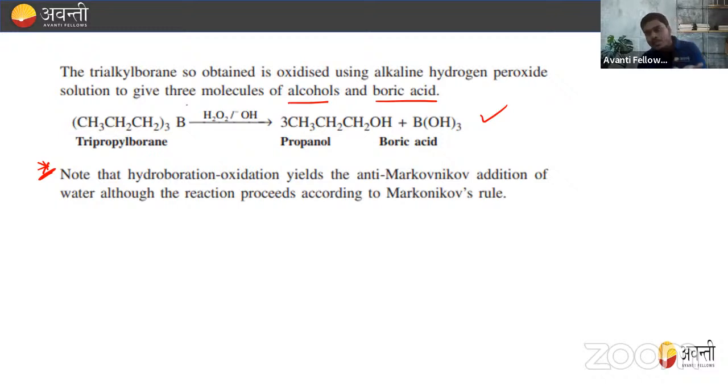So whenever questions come on how will you obtain alcohol from alkene, if they want a primary alcohol, go for the hydroboration reaction. If they want to ask you about the secondary alcohol, always go either by the oxymercuration reaction or the acid catalyzed hydration, right? In both these cases, you get the secondary alcohol. Okay?